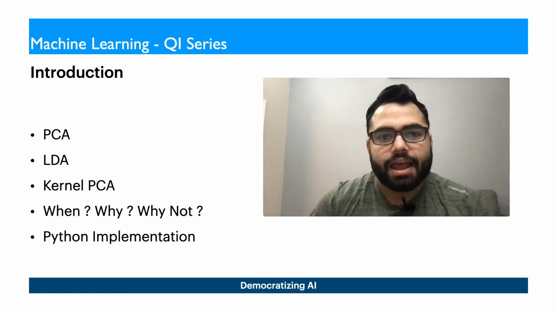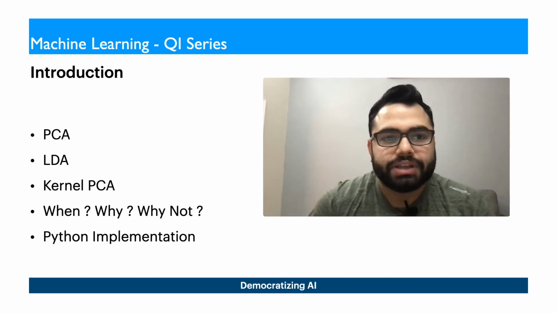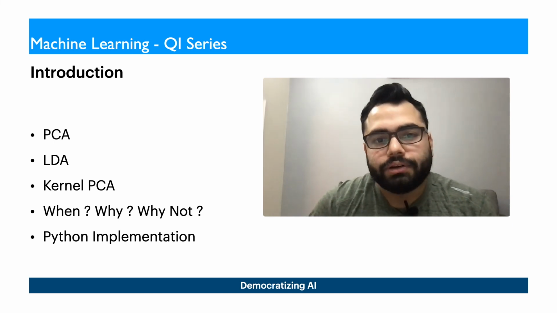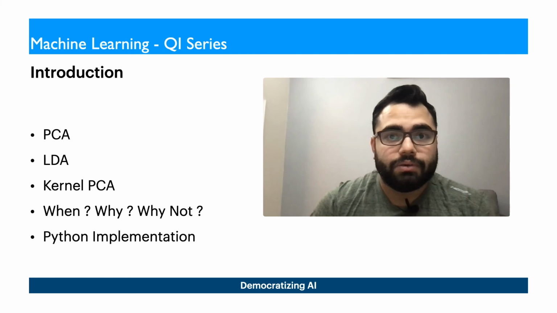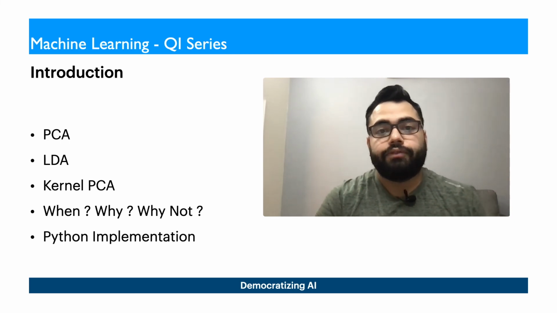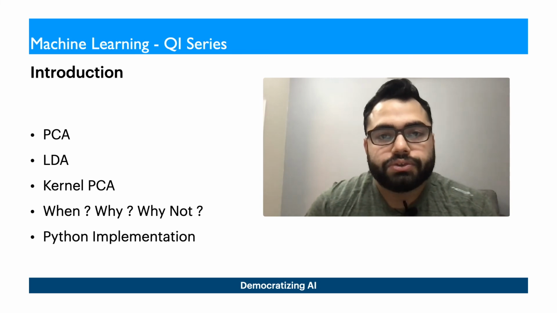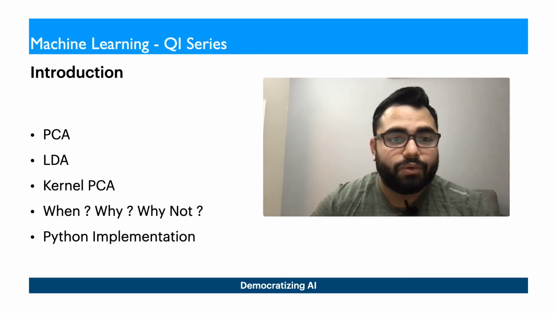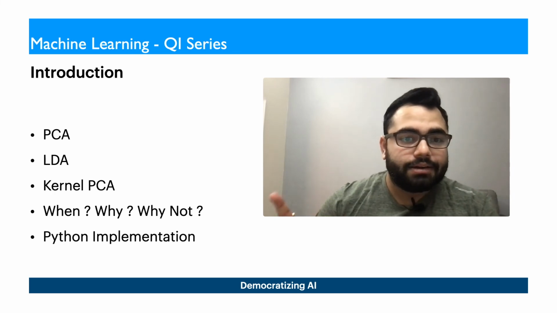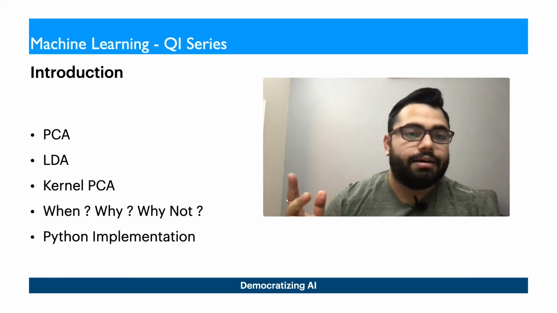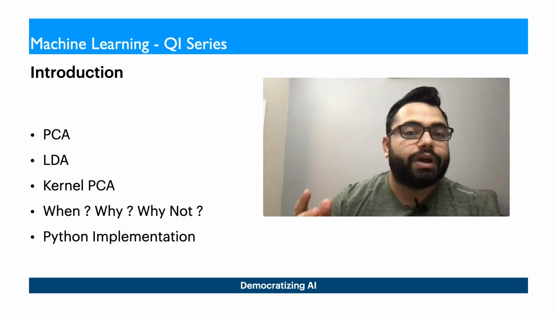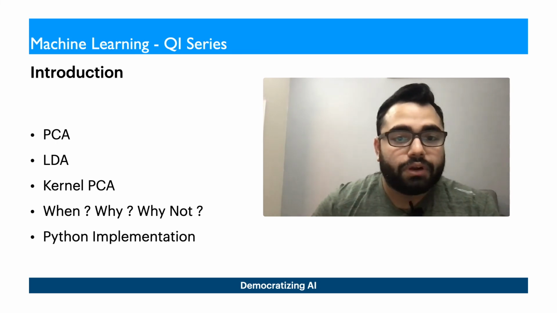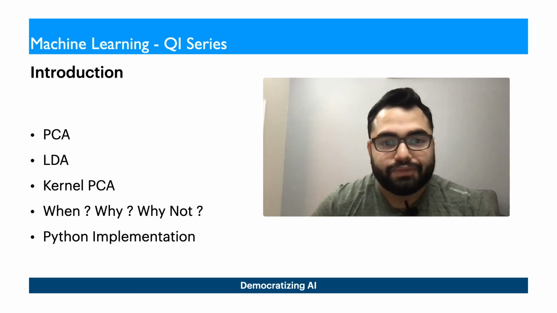This is me, Sachin, and today I'm going to talk about dimensionality reduction techniques, why we need dimensionality reduction, and why it is important. What are the available techniques in machine learning for dimensionality reduction, which you can use on a widespread scale for different use cases? As you can see on the screen right now, we have PCA, LDA, kernel PCA. When to use which technique, why to use one technique over another, and why not use one technique at all. And we'll also see the Pythonic implementation of it.